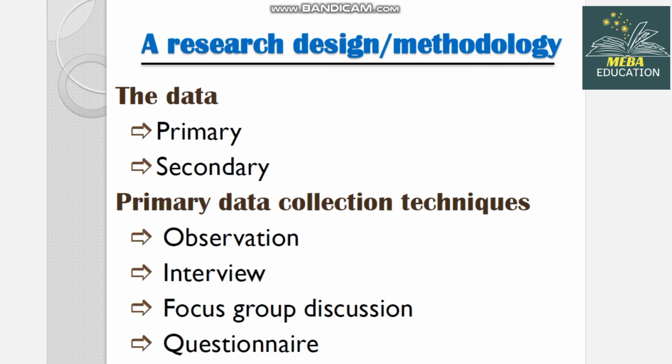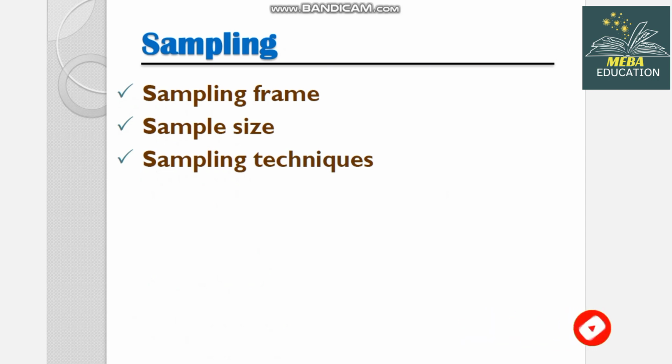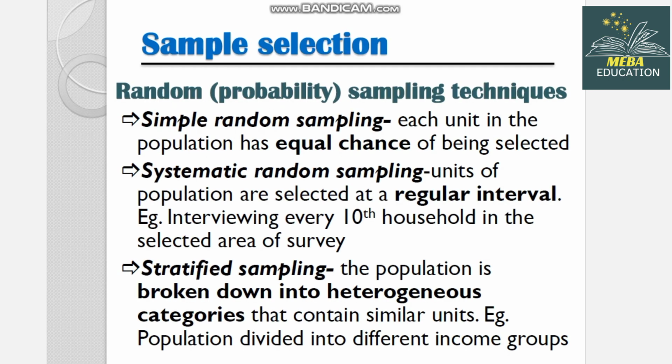The data. There are two types of data: primary data and secondary data. Primary data collection techniques: 1. Observation. 2. Interview. 3. Focus group discussion. 4. Questionnaire. Sampling: sampling frame, sample size, sample technique.